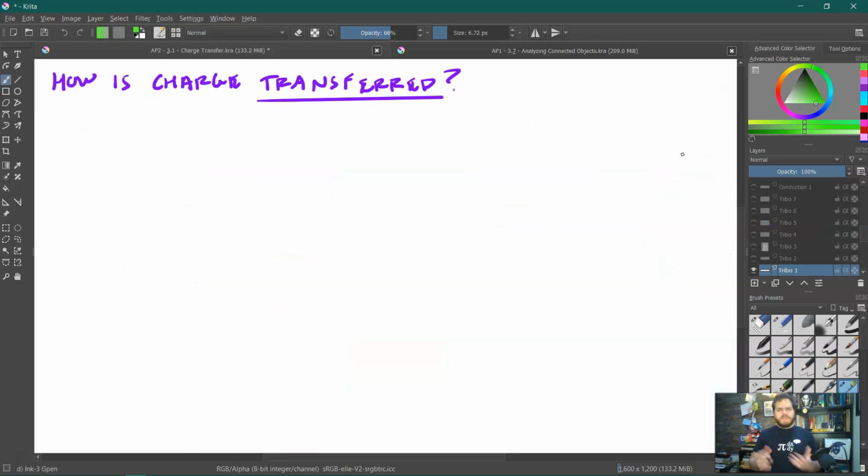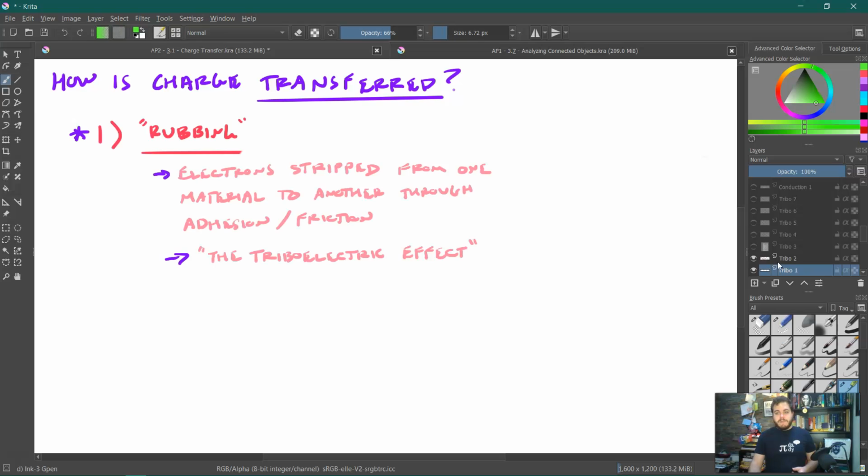So how do we transfer charge from one place to another? There are pretty much 3 ways to go about doing it. The first one is pretty straightforward. You basically just rub 2 objects against each other. When we do that, electrons can be stripped from one material to another through a combination of adhesion and friction. There's a lot of small molecular forces happening there. This is often called the triboelectric effect, because tribo means rubbing. That's what that stands for. So, kind of like the rubbing electric effect.